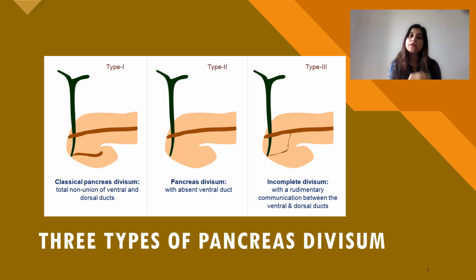Here there are three key points that should be remembered. In pancreas divisum, the dorsal pancreatic duct courses anterior to the CBD and it doesn't join the CBD, and it opens cranial to the CBD into the duodenum through the minor papilla. If you remember these three key points, then you would never miss the diagnosis of pancreas divisum.